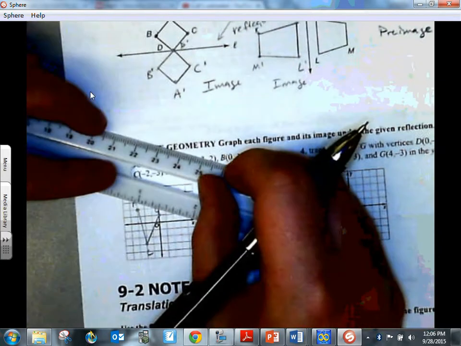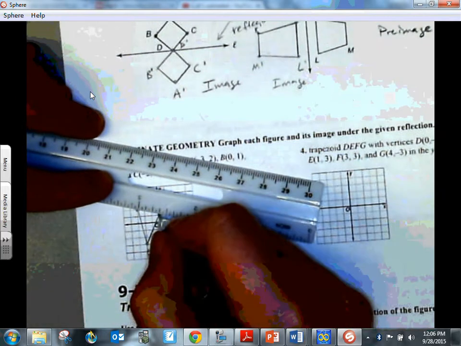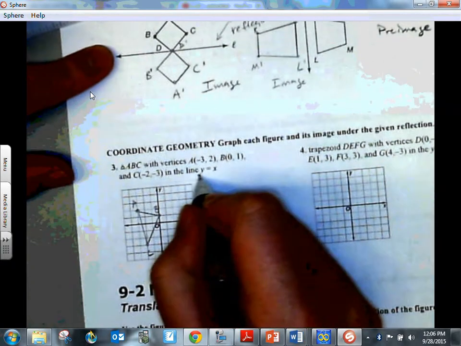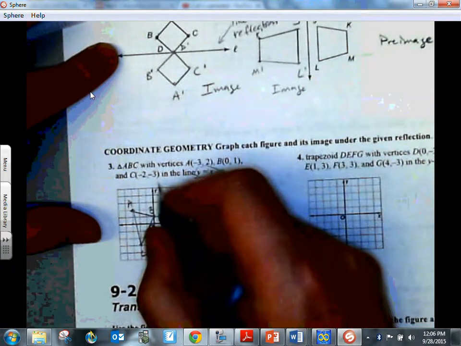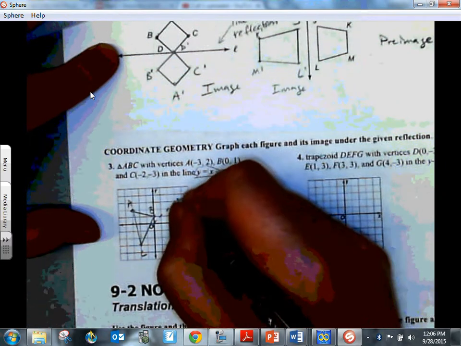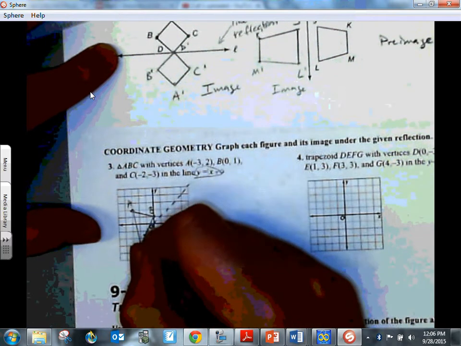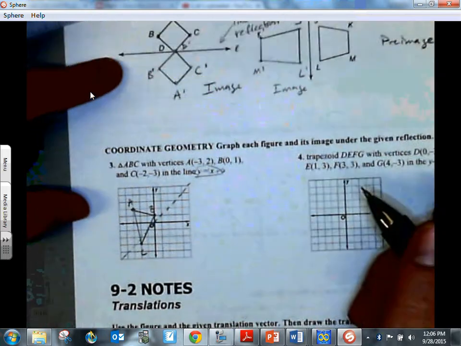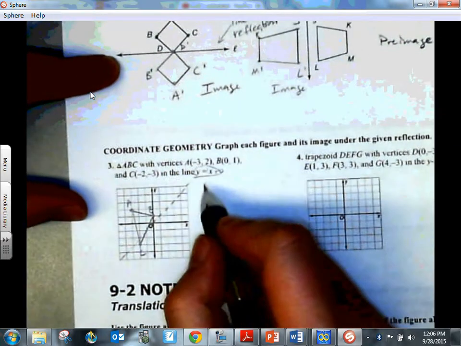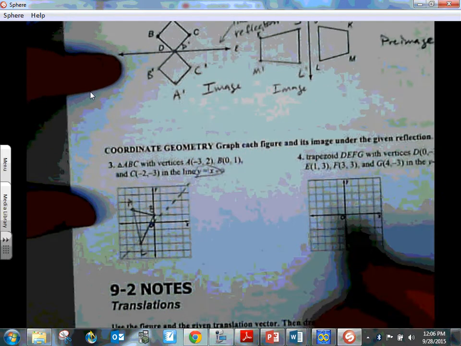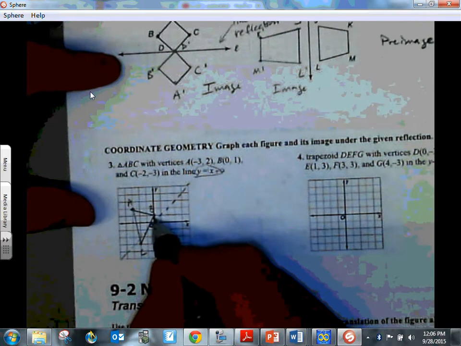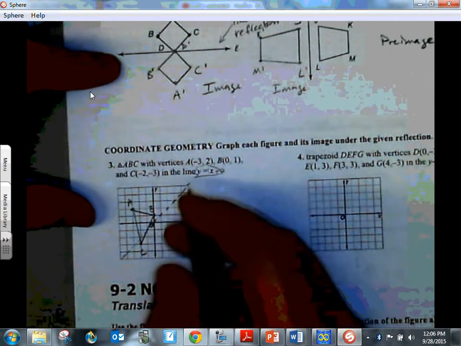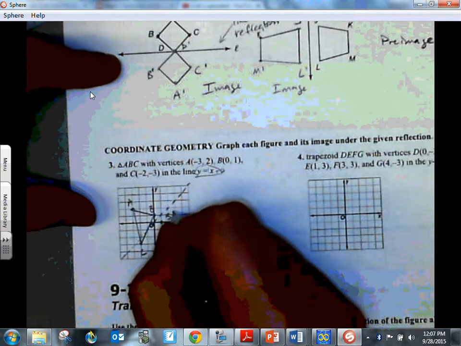Okay, so I have this triangle, and what I want to do is reflect this over the line y equals x. Now, guys, this is a line with a slope of 1 and a y-intercept of 0, so it's just that diagonal line. If I were to reflect over this line y equals x, I'm going to go directly across. So if I have the point here at 0, 1, then I have the point 1, 0 all the way across, and I'm going to plot that as B prime.